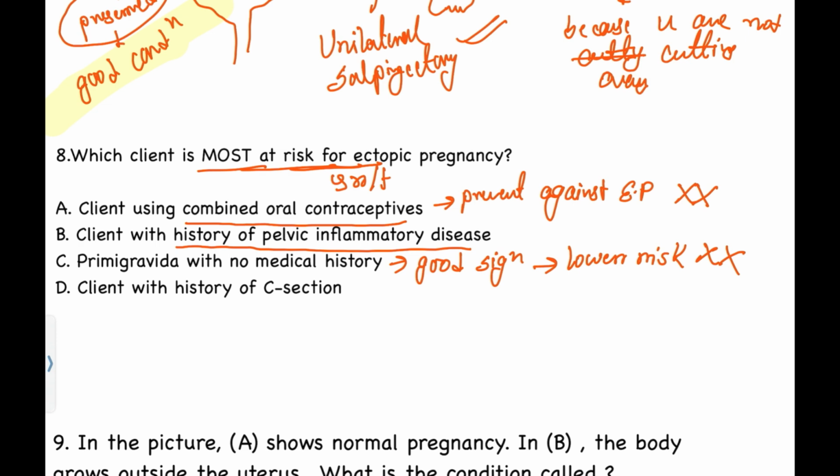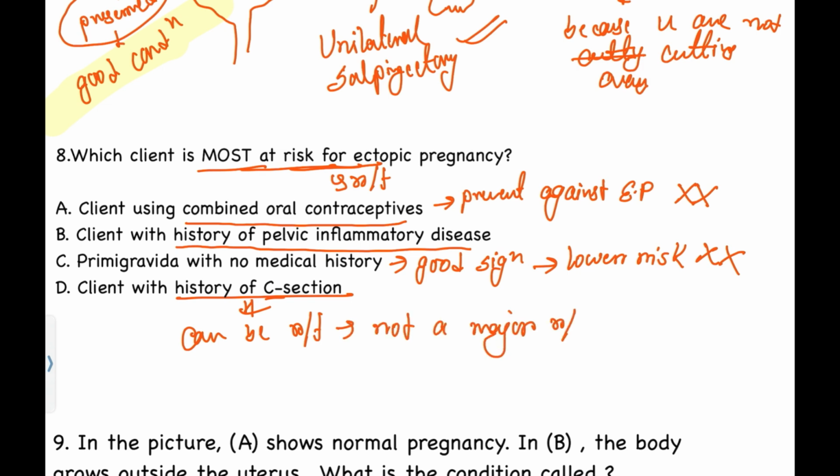If there is no risk factor, there won't be ectopic pregnancy. If mother is having no medical history, that is good for the mother for her future pregnancy. That's why option C won't be the answer. Now, client with history of C-sections. This can be a risk factor. I won't say it is not a risk factor. That can be a risk factor, but not a major risk factor.